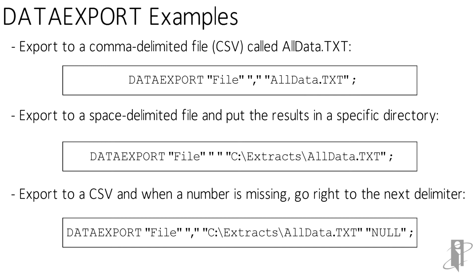What if we wanted to export to a CSV, and then when a number is missing, just go right on to the next delimiter. Don't bother putting any sort of thing out there. We can just say null.